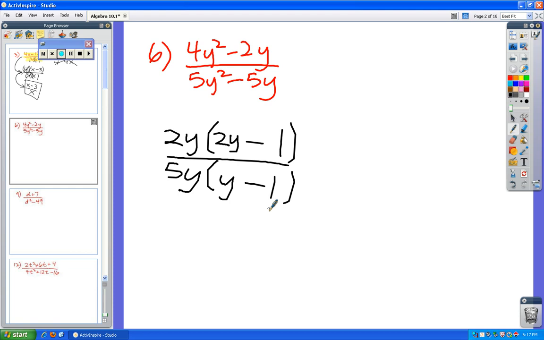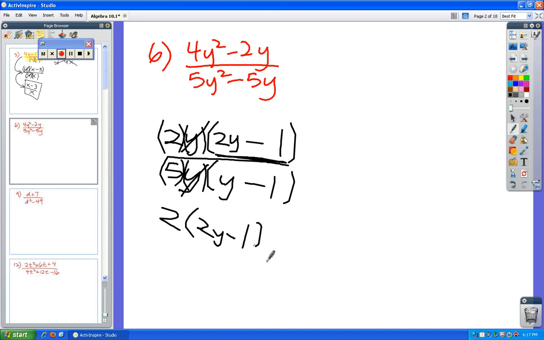Now we start to cancel the factors. 2 is a factor, y is a factor, this whole parentheses is a factor. 5 is a factor, y is a factor, y minus 1 is a factor. We can only cancel factors. The y's cancel. Some of you are thinking I can cancel out the y minus 1, but again, you cannot cancel parts of the factor. If you cancel out y minus 1 here, you're leaving a 2 behind. The entire factor is 2y minus 1. There's nothing left to cancel. Our answer is 2 parentheses 2y minus 1 over 5 parentheses y minus 1.